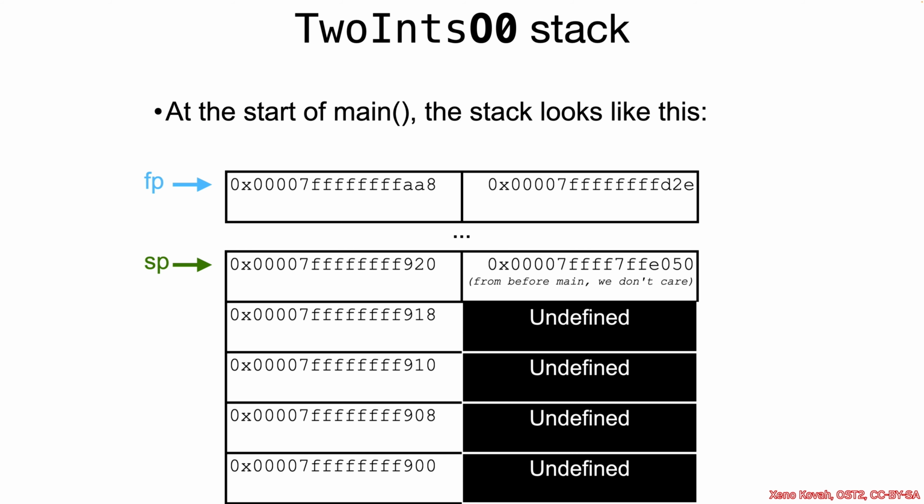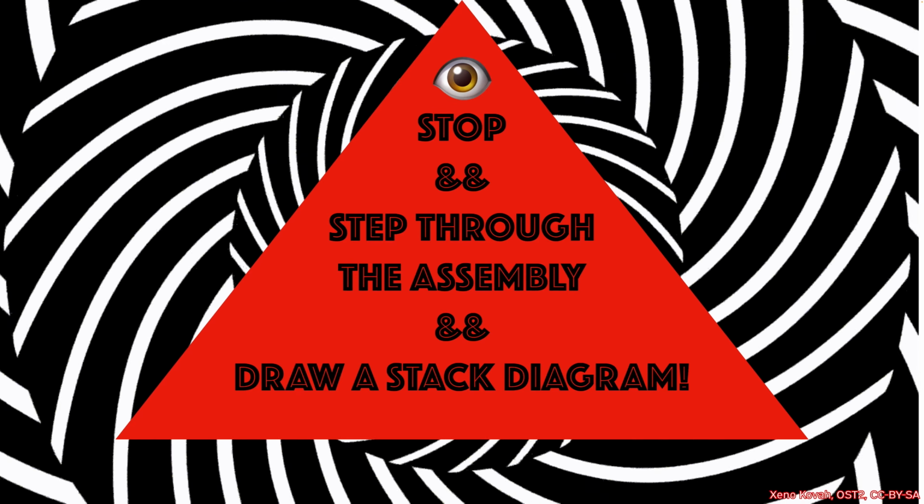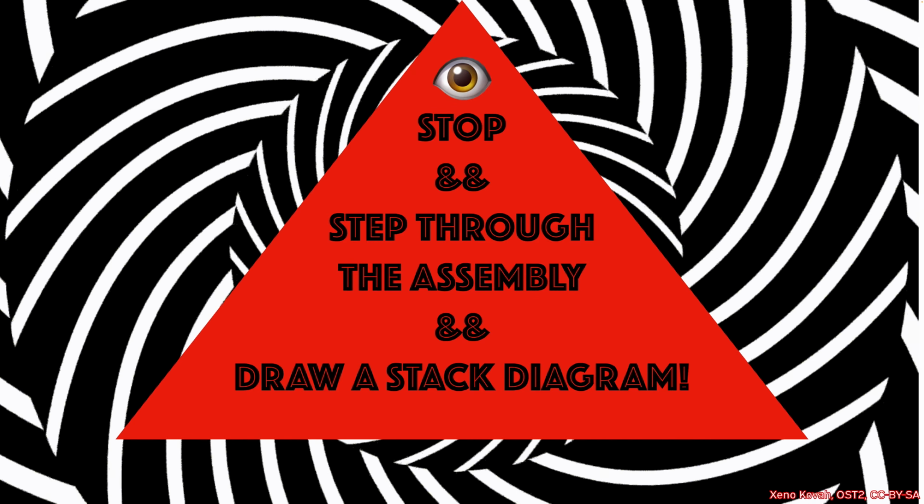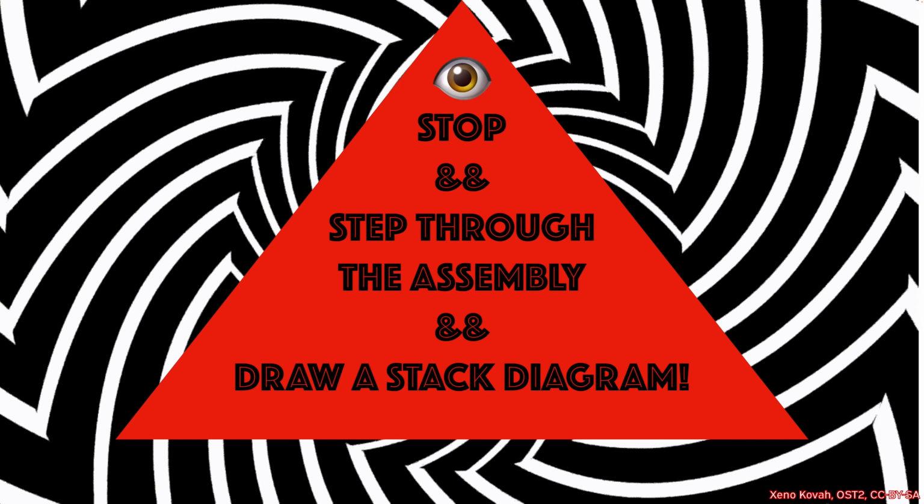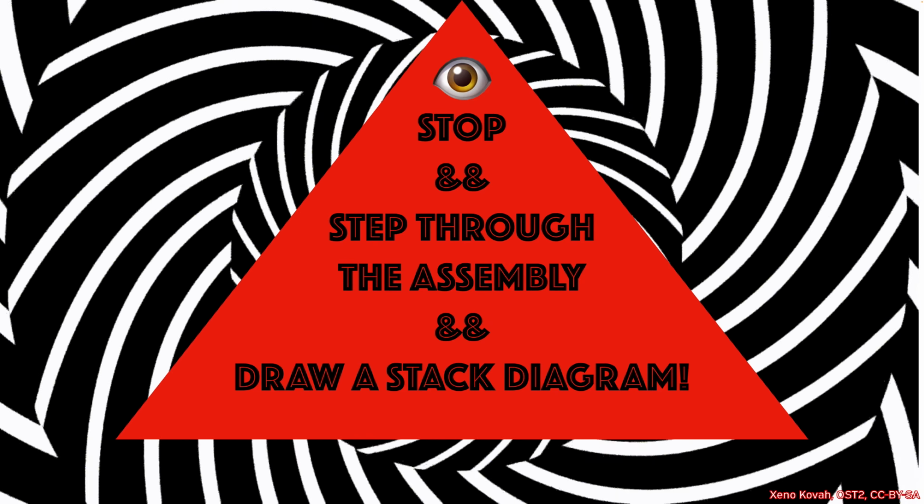So the stack at the start of that code looks something like this. Your frame pointer is going to be pointing here. Your stack pointer is going to be pointing there. Again, we don't care what's already on the stack. We just care what 2ints optimization level 0 places onto the stack. So all right, stop and step through the assembly, draw yourself a stack diagram, and start to infer the differences between your previous diagram for a single local variable and your new diagram for 2ints.